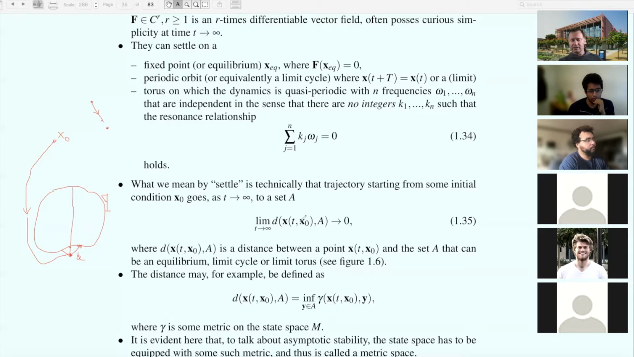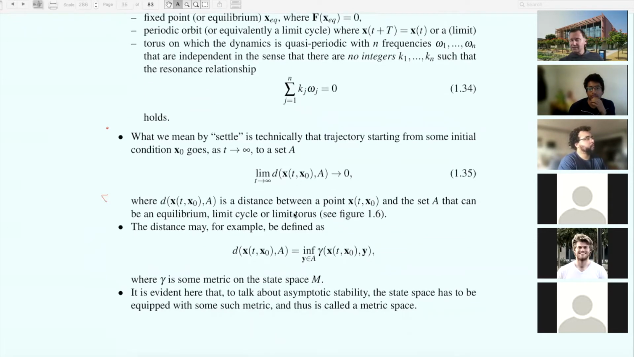the distance between 2 points, and this notion of distance between a point and a set, we can define convergence or asymptotic behavior by saying, okay, the trajectory asymptotes to a set A if the distance between the trajectory and the set A goes to 0 as time goes to infinity. That's the idea. And it's clear that in order to go through this whole business, we do need to have some such metric.